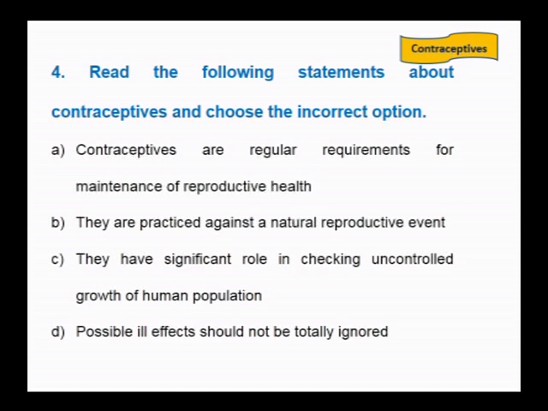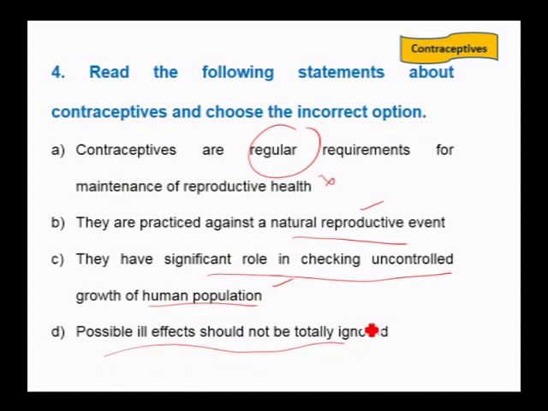Read the following statements about contraceptives and choose the incorrect option. Contraceptives are regular requirements for maintenance of reproductive health. Of course, they are not regular requirements, so this is the wrong statement. They are practiced against natural reproductive events, right? They have a significant role in checking uncontrolled growth of human population. This is also right. Possible ill effects should not be totally ignored. This is also right. So the applicable option is A, contraceptives are not actually regular requirements for maintenance of reproductive health. Therefore, this is the right option.